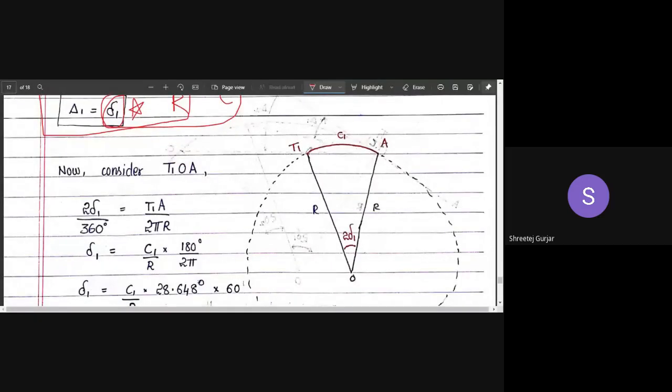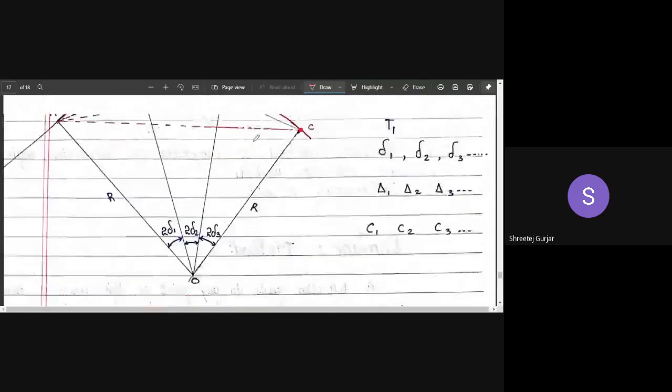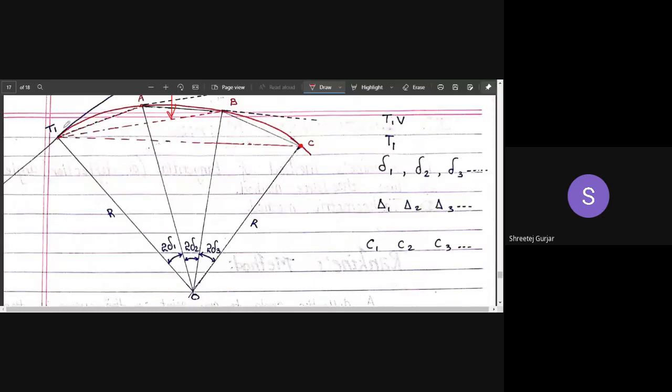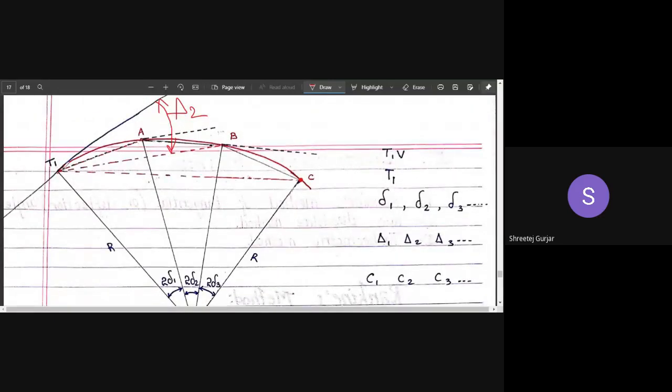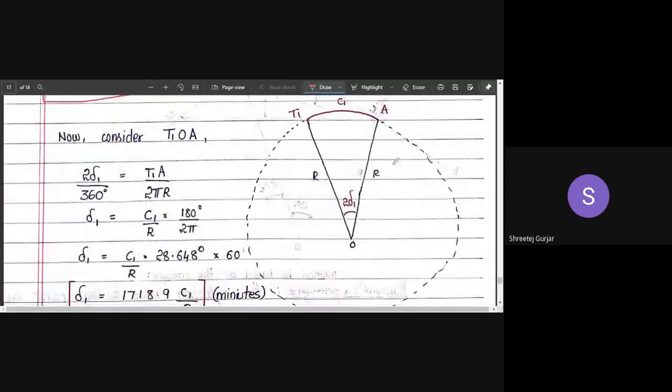Okay, so this is T1 to A. I have considered this particular arc, right? T1 to A. I have drawn it again. This T1 to A and this radius. Okay, this particular sector of this circle I have taken out separately. Right, this piece of your pie I have taken and I have drawn over here.